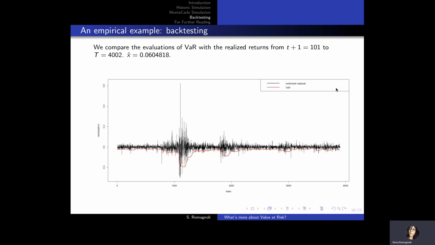We can graphically appreciate the violations, whose mean is equal to 0.0604818. We can observe that the violations correspond to extreme events, as in this case here, that's the subprime events.